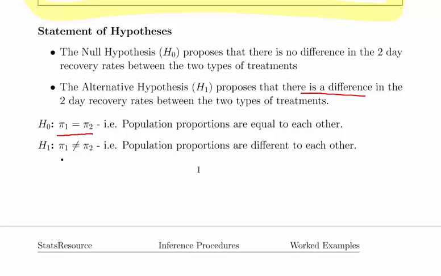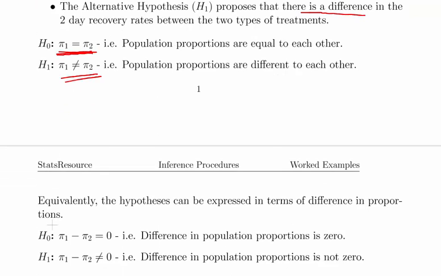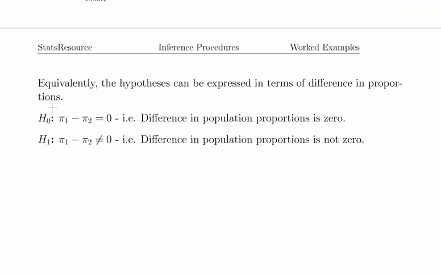So here's our population proportions, and this would signify all flu patients who would take either treatment 1 or treatment 2. What are the recovery rates for both treatment groups for every flu patient in the world who takes one of these treatments? So the null and alternative hypotheses are that they're equal to each other or that they're not equal to each other. Now I'm going to restate these in terms of the difference in proportions, because that's slightly easier to work with from the point of view of the question we're going to do.